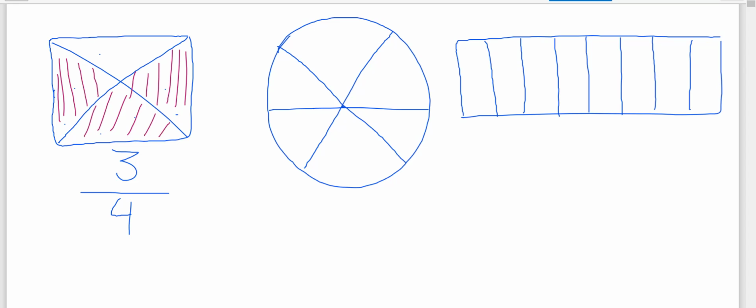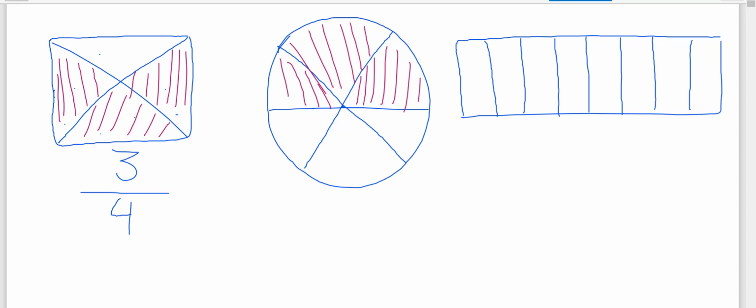Second shape, when we shade each part, shaded 5 parts. 1, 2, 3, 4, 5. Okay?